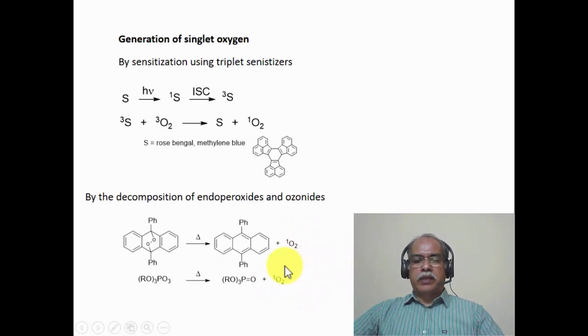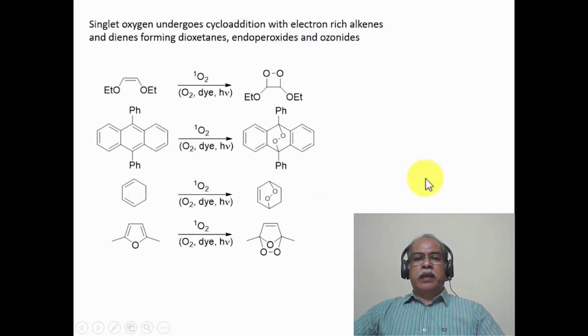Although this is possible, in practical usage this is seldom used, because it is much more convenient to produce singlet oxygen from oxygen itself by the dye-sensitized reaction that is shown here. Now let us look at the characteristic reactions of singlet oxygen.